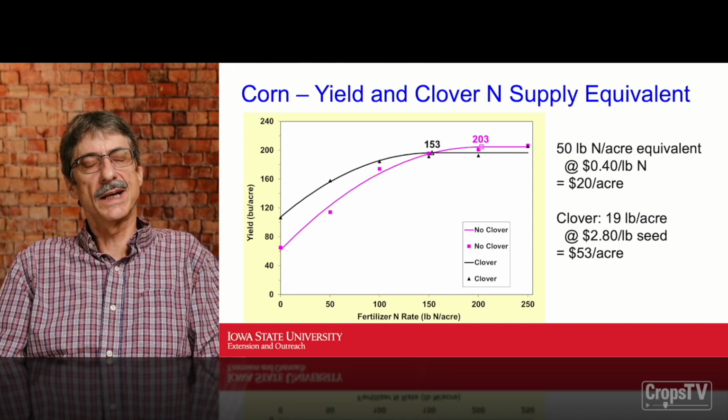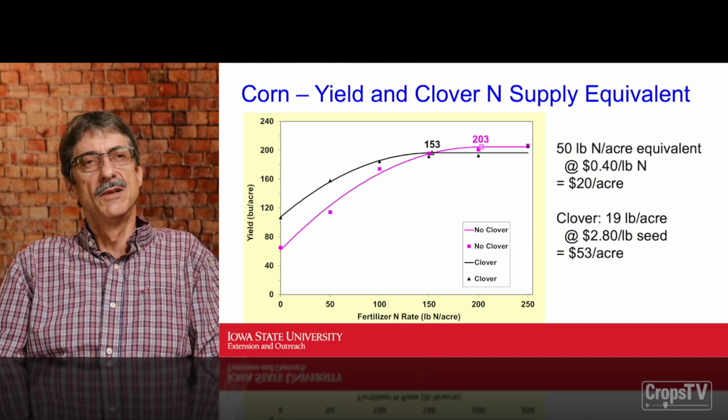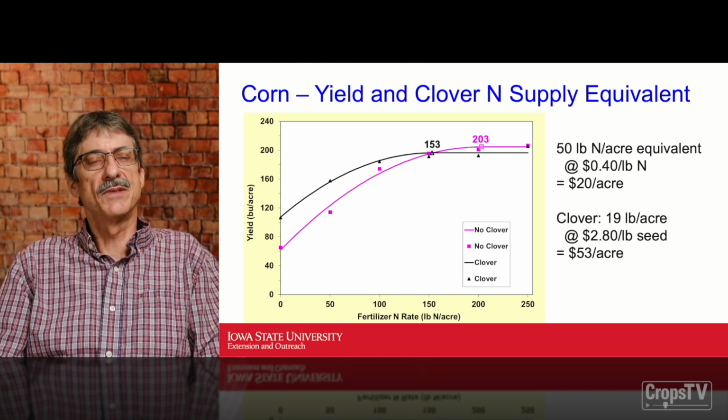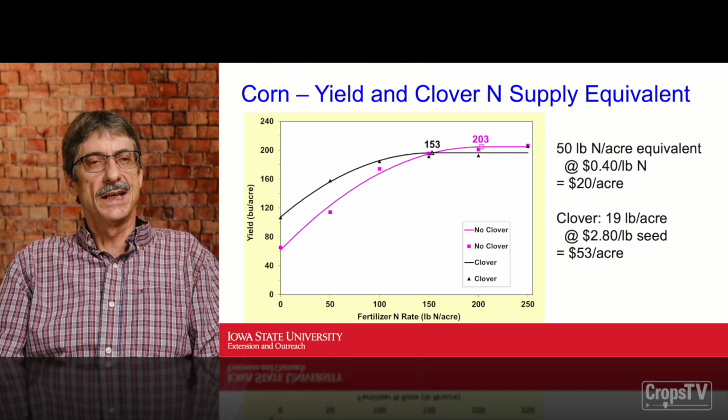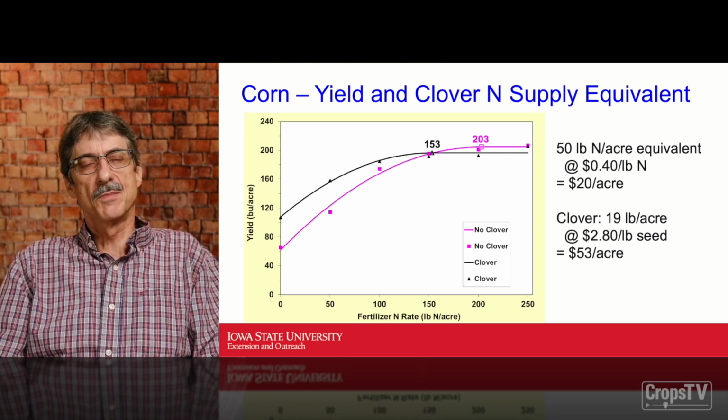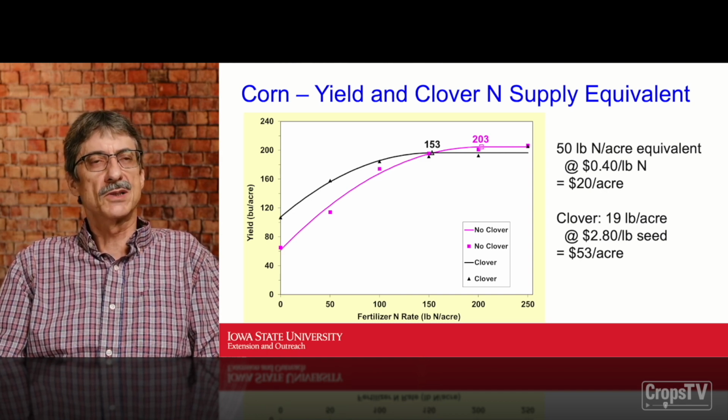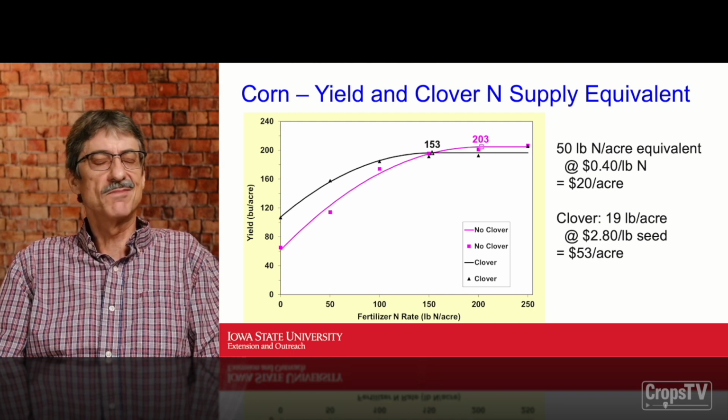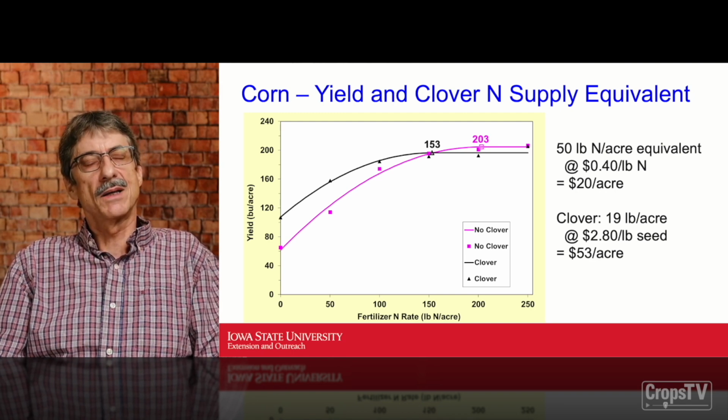One is to pick the economic optimum N rate from with and without the clover. And you can see those numbers there on the graphic. 203 pounds of N per acre without clover, 153 with clover. That's a 50 pound N per acre difference, meaning then that the clover was supplying approximately 50 pounds of N to the corn across those sites and those years. And that seems to me to be about what I would think would be a normal response.